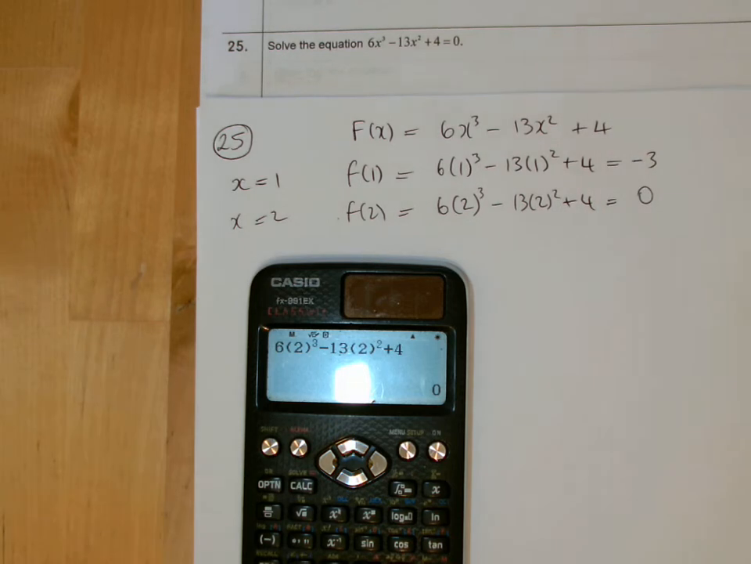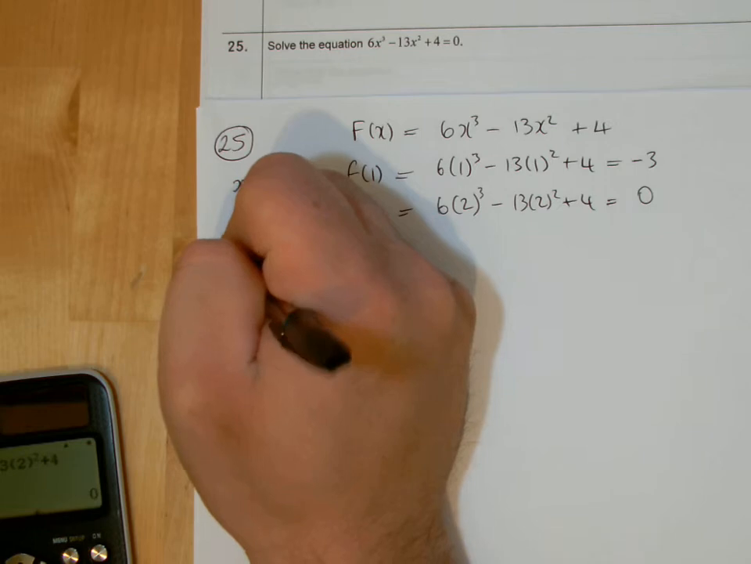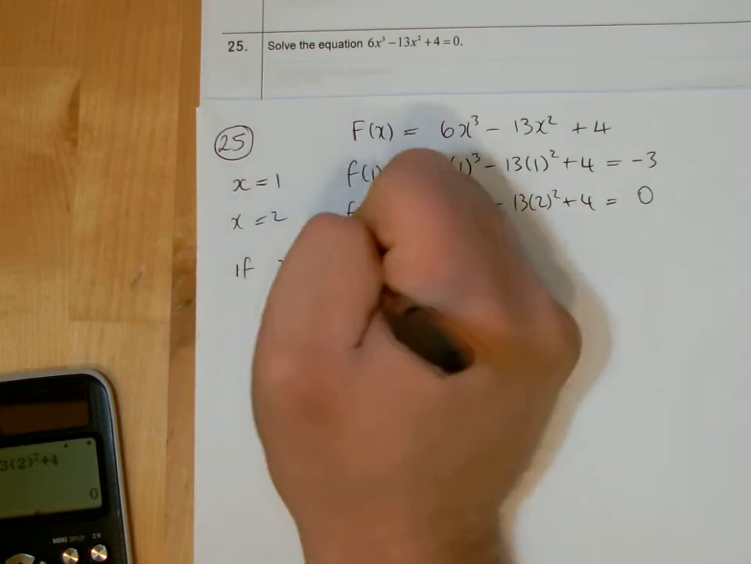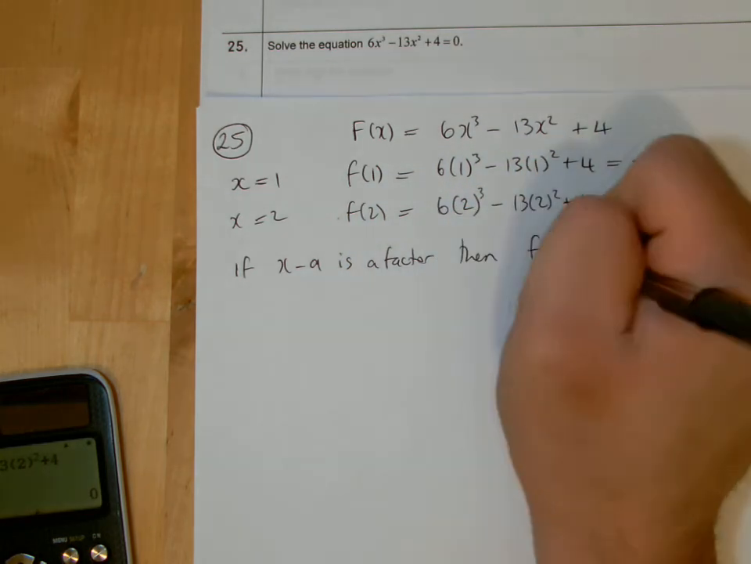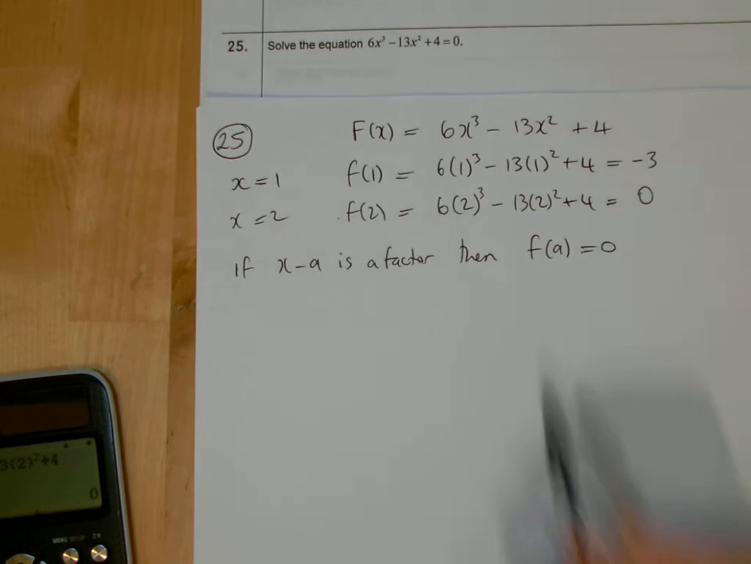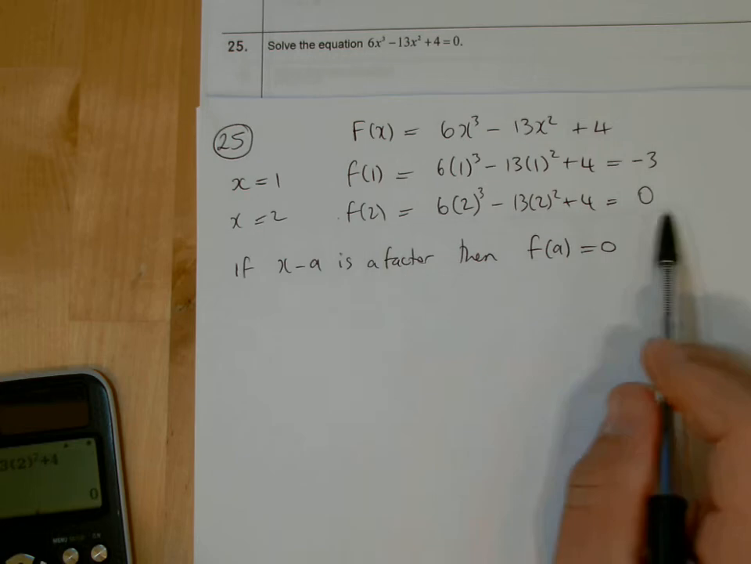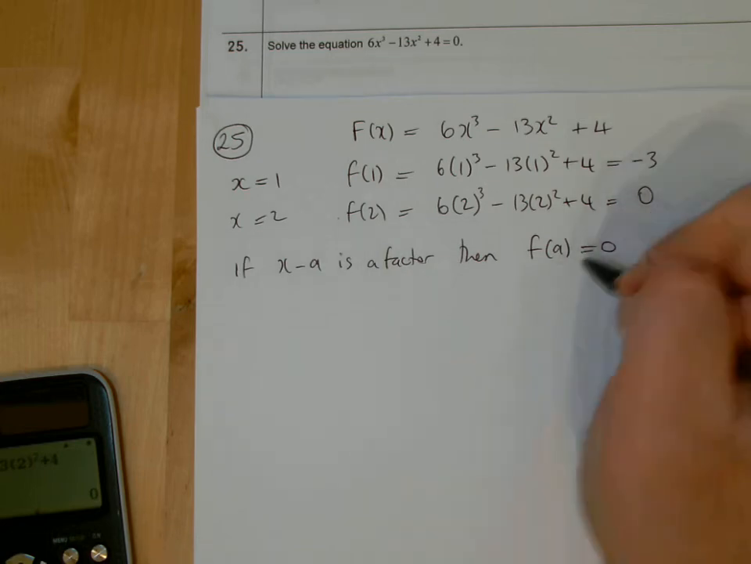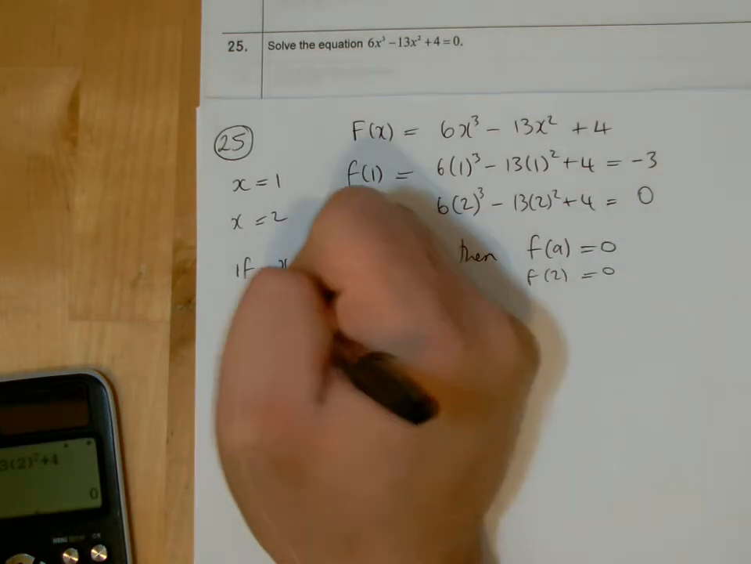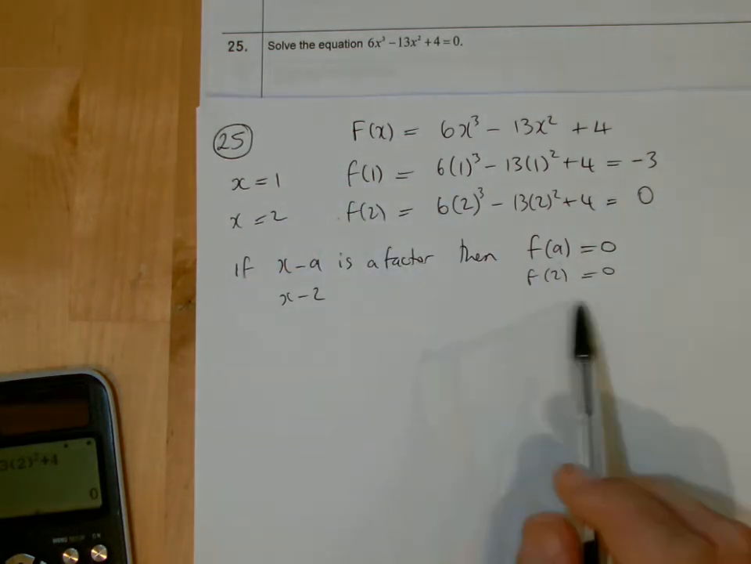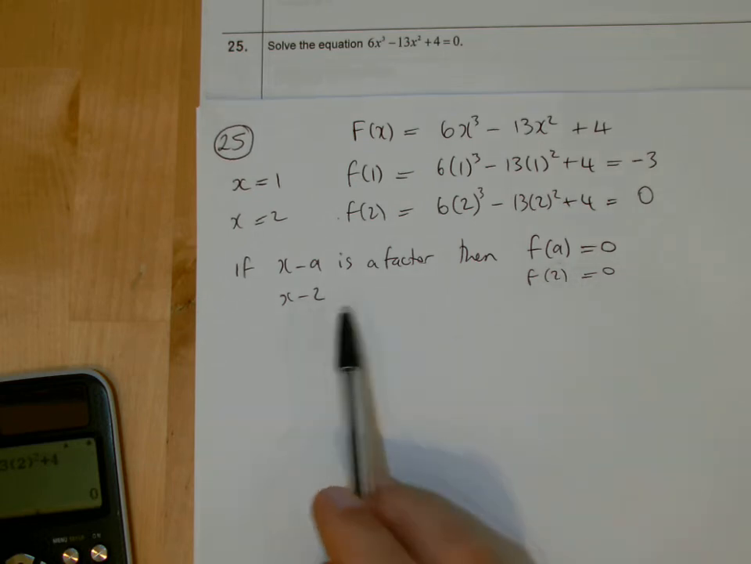So if it comes out to be 0, we've found a factor. And remember the remainder theorem, which basically says that if x minus a is a factor, then f of a is equal to 0. So we can work this theorem in reverse. Because we've got f of 2 equal to 0, that means x minus 2 is a factor. Because that's what we found: a is equal to 2 in this case, so x minus 2 will be our factor.